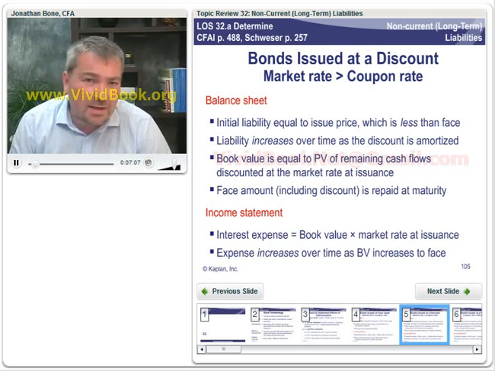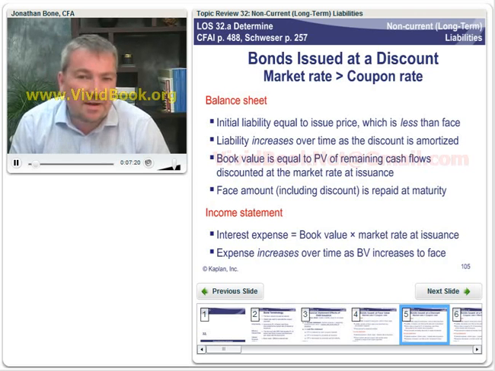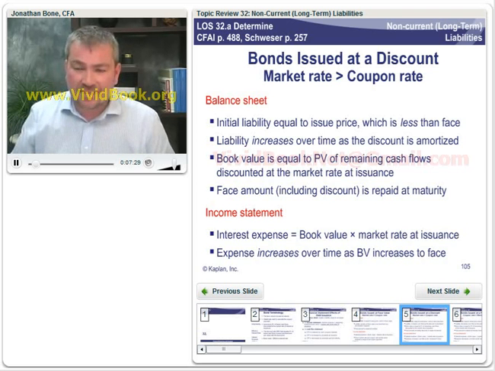Now what we're going to notice is that the interest expense will increase over time with a bond issued at a discount. Now again, think about it. The book value, the liability value, is increasing as we amortize the discount. Given that our interest is opening liability times market rate at issuance, as the liability value increases, the interest expense is going to increase.